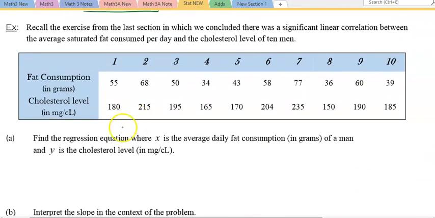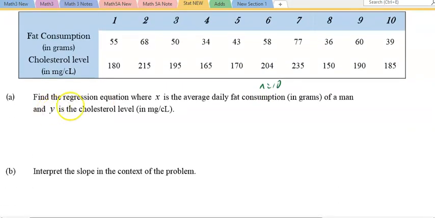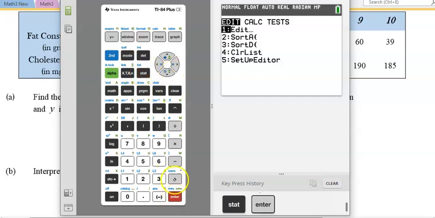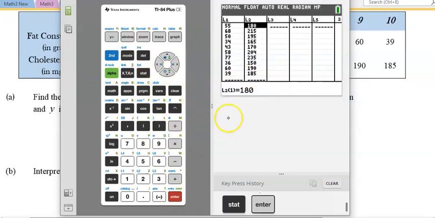Here's another example. Recall the exercise from the last section, 10.1, in which we concluded there was a significant correlation between the average saturated fat consumption per day and the cholesterol level for 10 men. So n was 10, if you remember that. Now, find the regression equation where x is the average daily fat consumption, so this is L1, this is L2, and y is the cholesterol level. Okay, well, let's do that. I input those data for you, the 55, the 180, to save time.